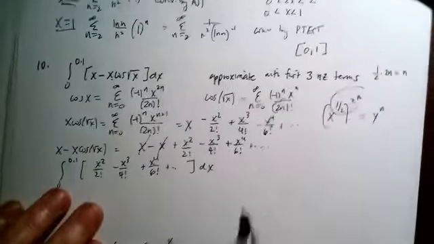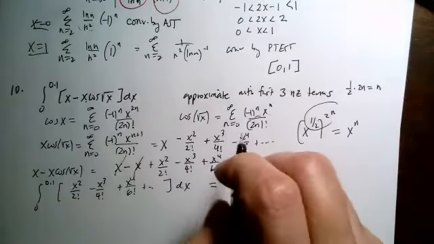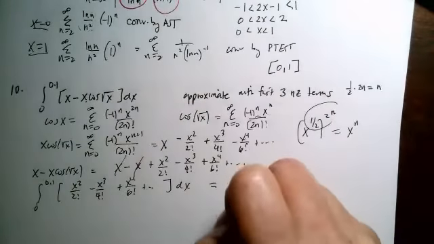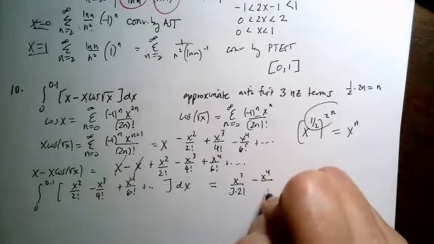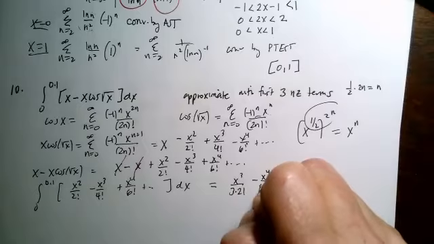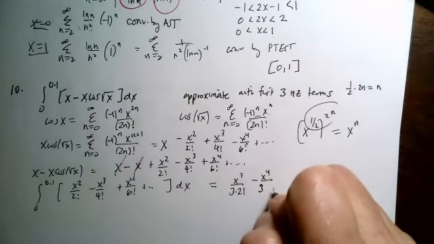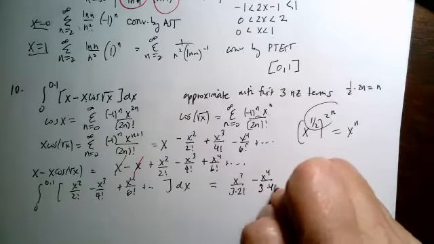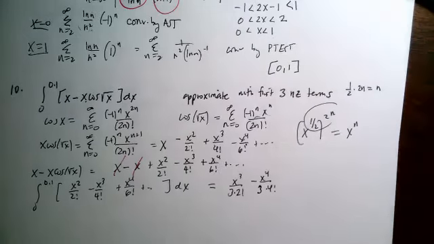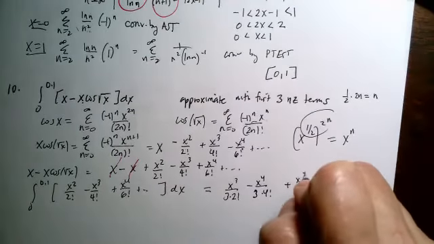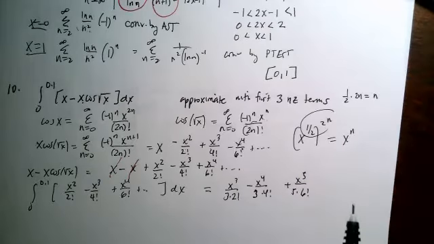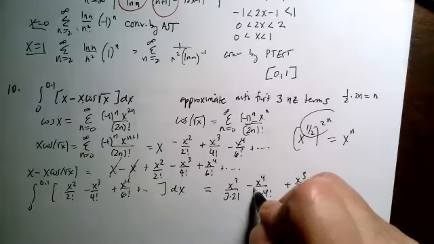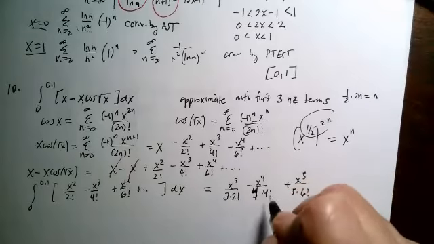What do we get when we integrate this? It's going to be x cubed over 3 times 2 factorial minus x to the 4th over 3 times 4 factorial plus x to the 5th over 5 times 6 factorial. Oh, this should be a 4, shouldn't it?